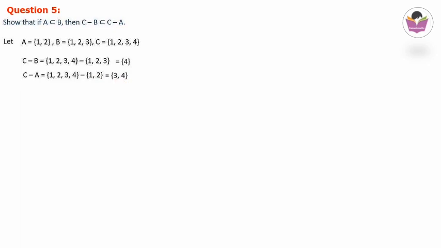Here what we have to prove is C minus B is a subset of C minus A. Means all the elements of C minus B should be there in C minus A. You can see here C minus B is having {4}, the element is 4 here. The same element is there in C minus A also, inside the set there is 4. Means all the elements of set C minus B are there in set C minus A. That means we can say that C minus B is a subset of C minus A. Hence the proof. Here the only thing you need to keep in mind is, when you take these sets A, B and C, you have to make sure that A is a subset of B.